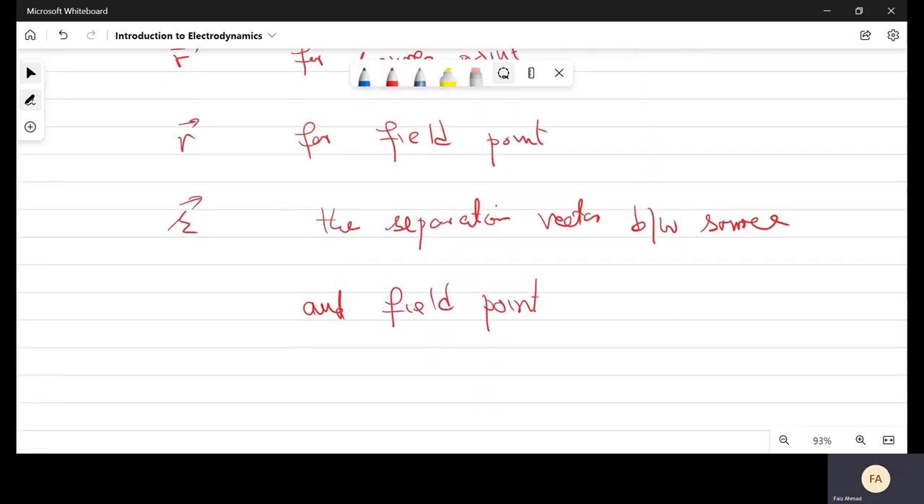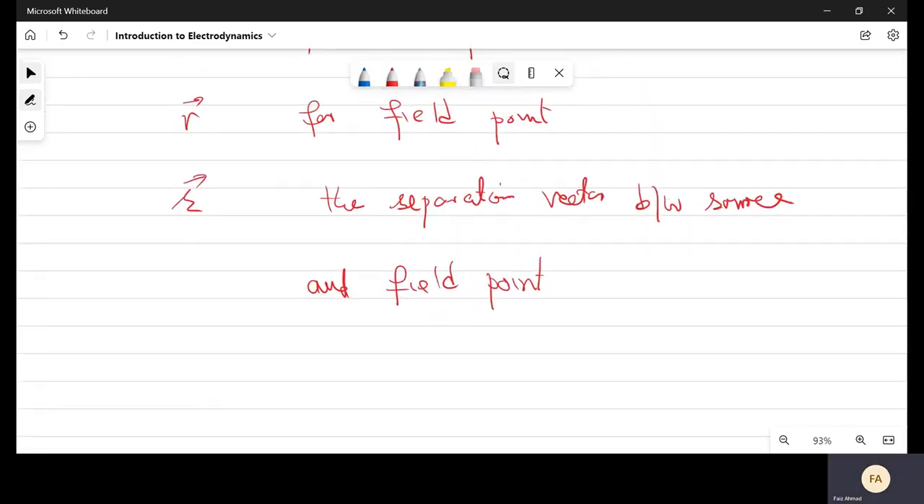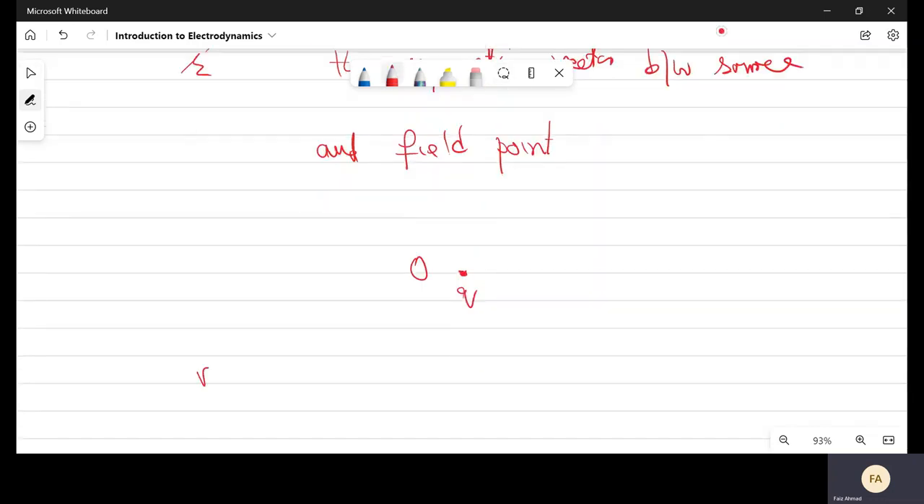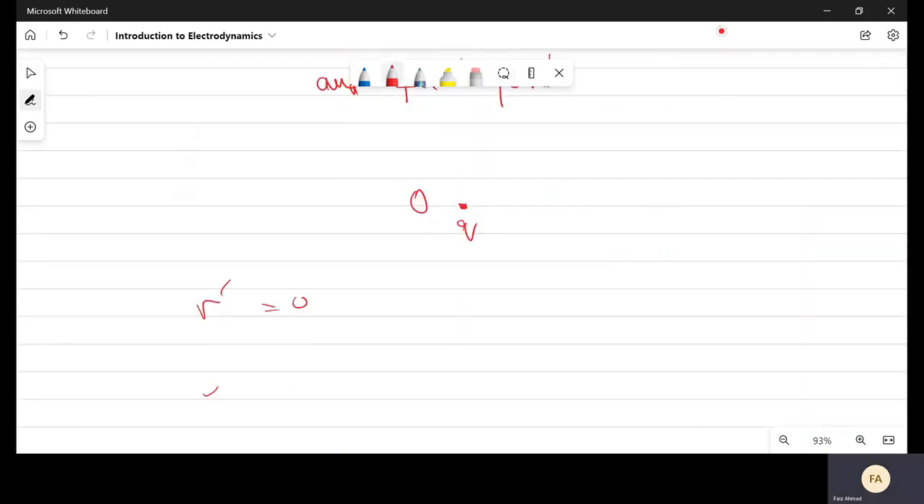And if we have the source point at the origin, say a charge here at the origin, then R prime is equal to 0. So the separation vector will become just R.